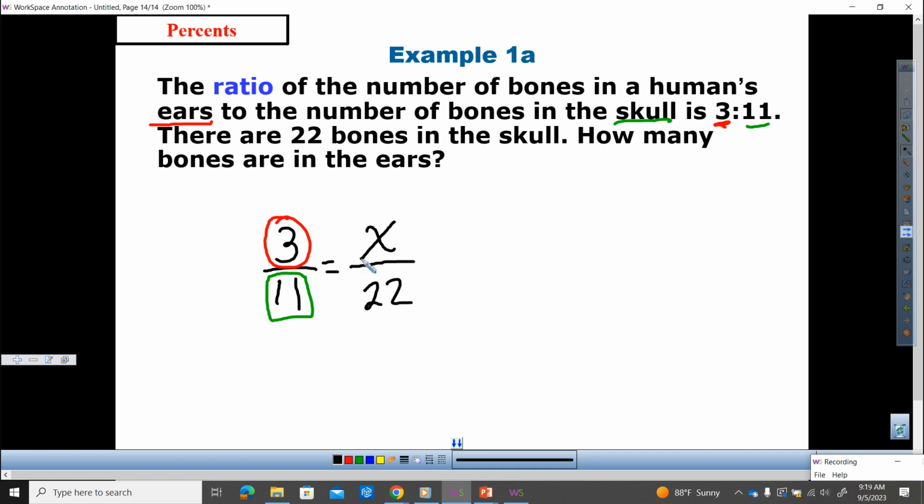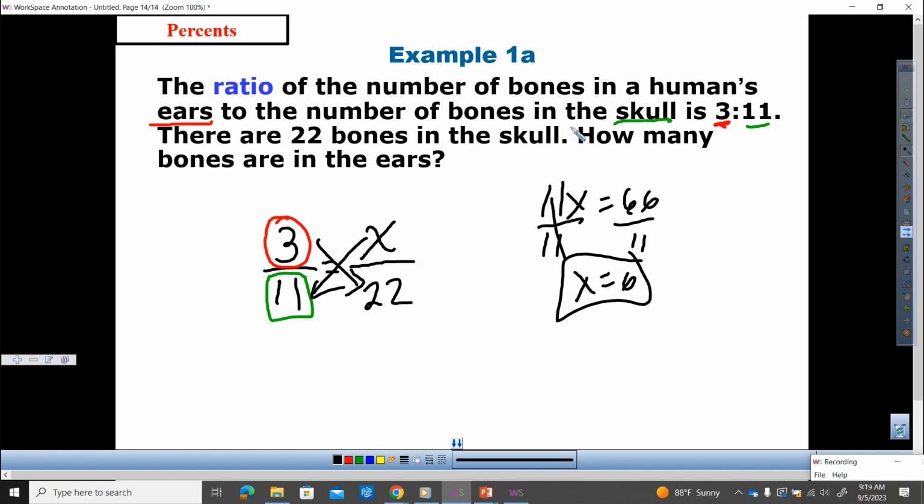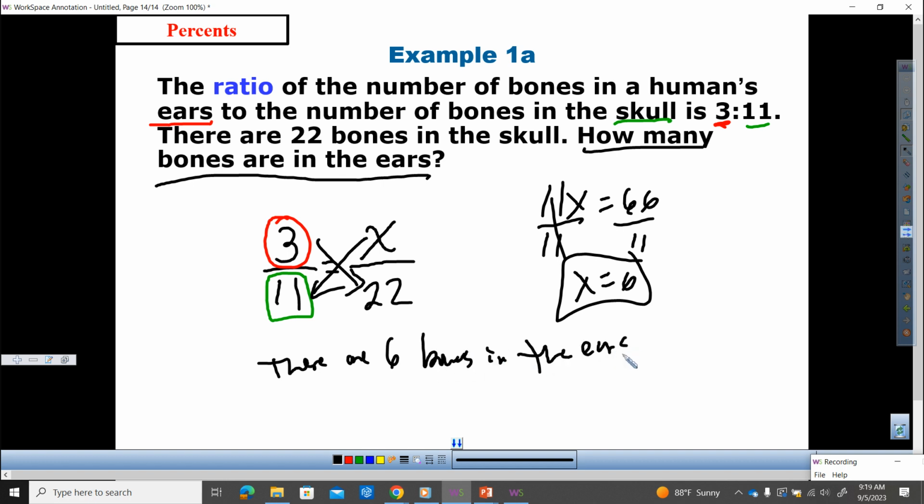Now, for those of you that remember, look up. How do we solve proportions? Cross multiply. This is 11x equals 66, and the rest is history. Divide by 11, x equals 6, and then we need to answer the question. How many bones are in the ears? There are 6 bones in the ears when there are 22 bones in the skull.